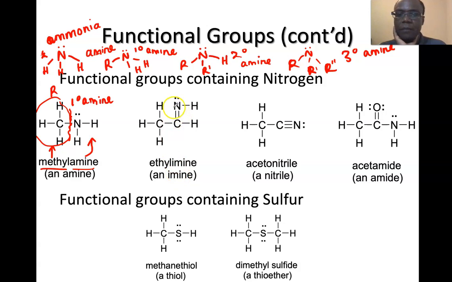This is an imine, where the nitrogen is doubly bonded to a carbon with a lone pair on it. It's called an imine. You have 2 carbons, so it's ethylamine. And then here the carbon triply bonded to a nitrogen is a nitrile group. Specifically, this should have been called ethanenitrile, but the common name is acetonitrile.